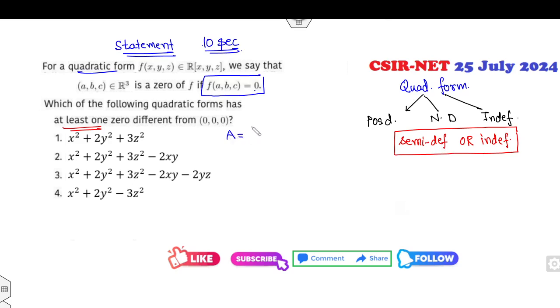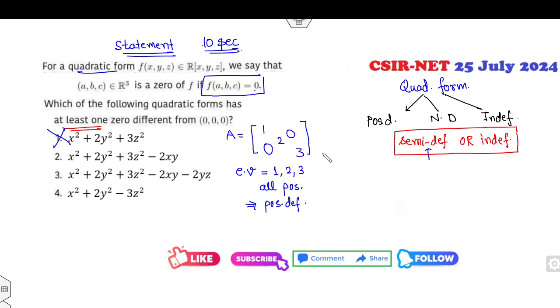So can I write the quadratic form corresponding to the first option? 1, 2, 3, and the rest of the values are 0. Now clearly the eigenvalues are 1, 2 and 3. All are positive. Once all are positive, it is positive definite, but we need a semi-definite. Semi means at least one eigenvalue must be 0. So this option is cancelled.